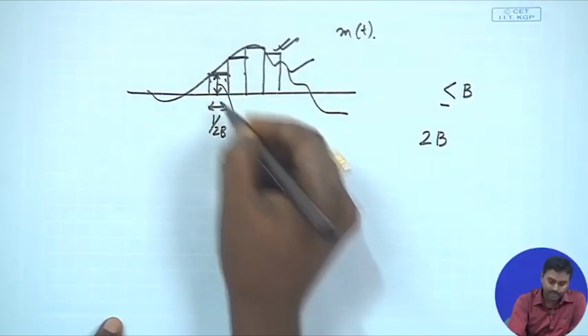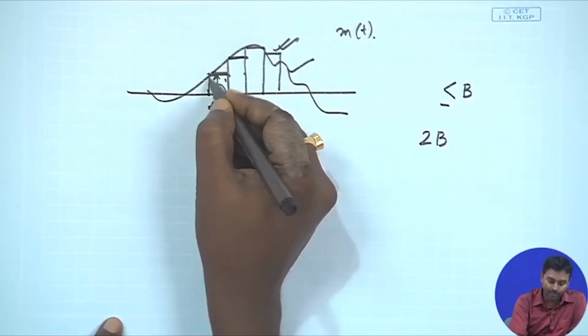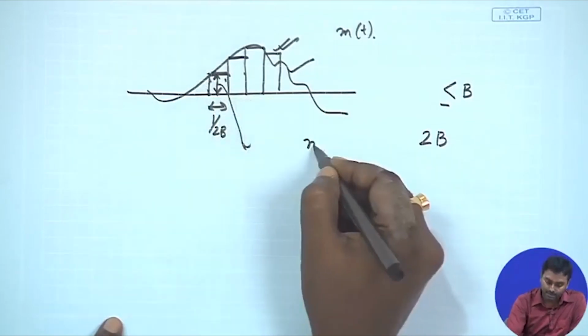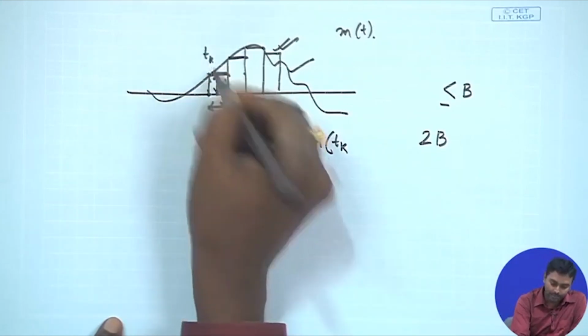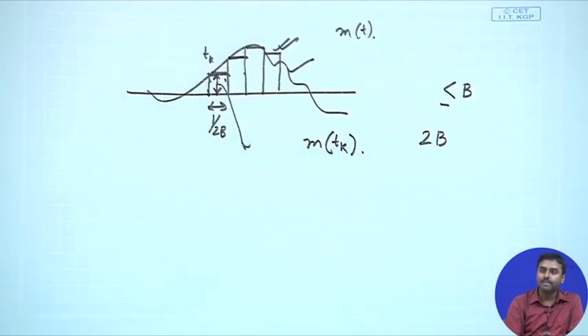Okay. Now, what happens at this instant? What is the height of this box? That is actually, at that time instant, whatever sample value I get. So, suppose this is t_k, at t_k whatever message signal I get, whatever sample value I get.